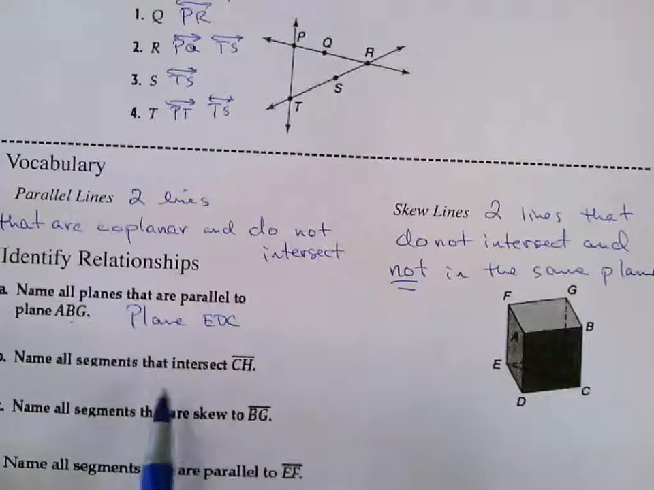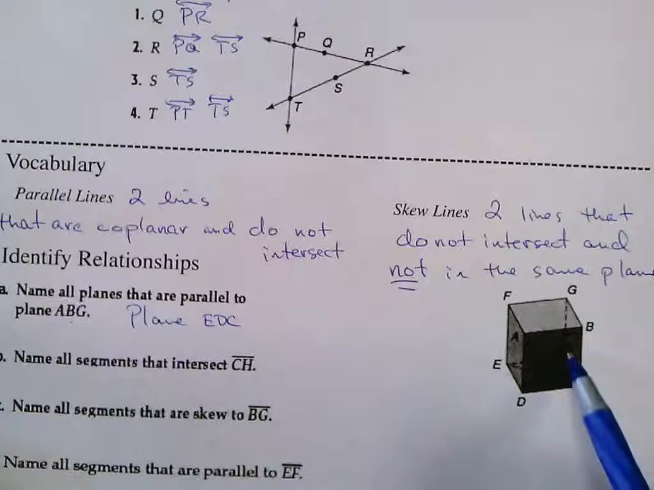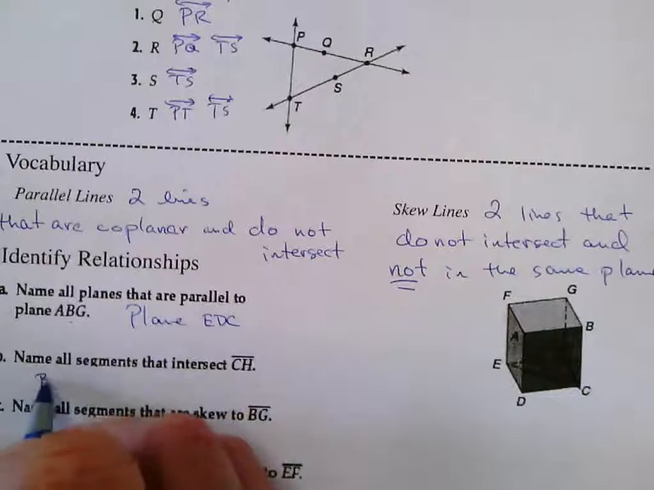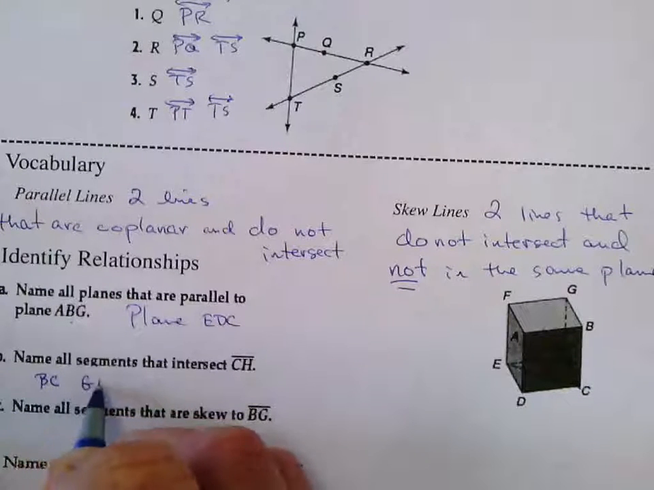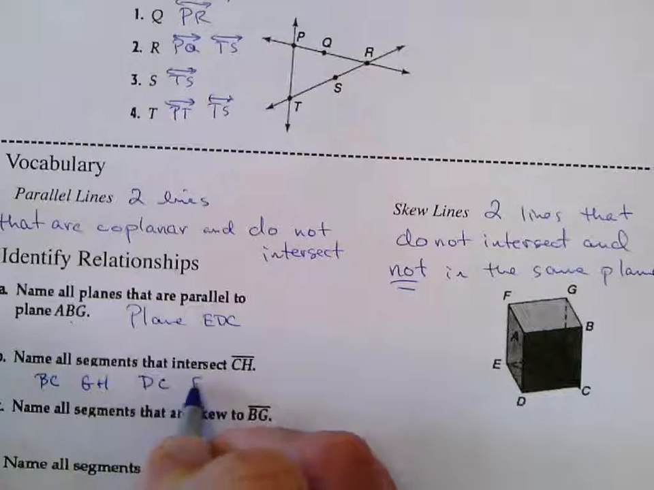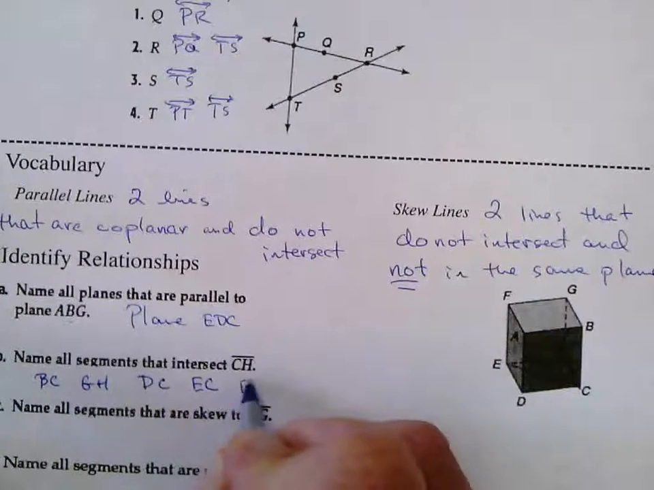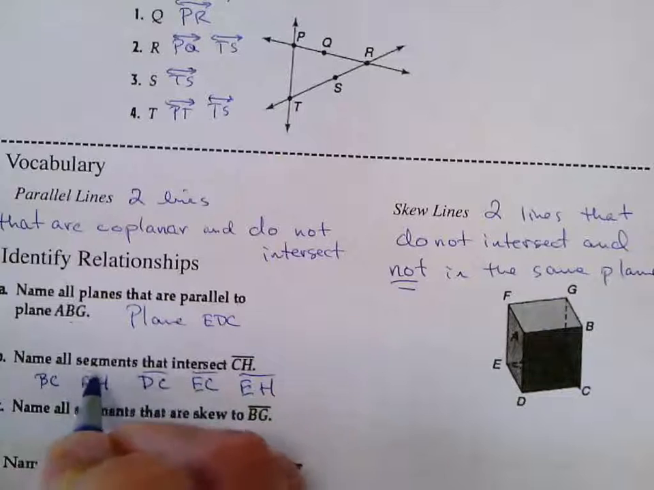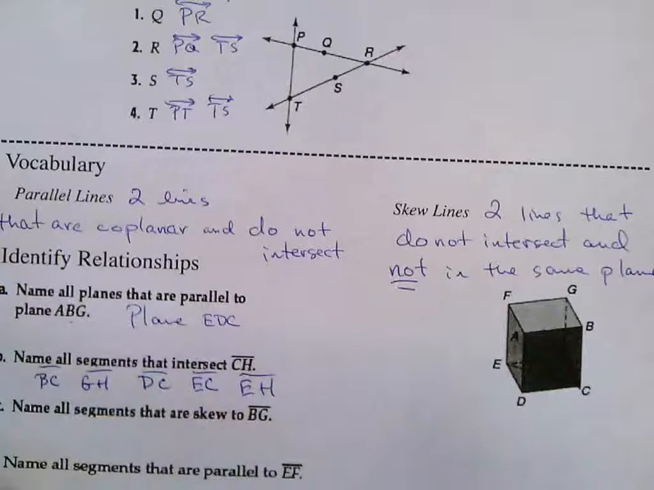Name all the segments that intersect CH. Man, there's a bunch of them. So here's CH in the bottom, right there. It could be BC, it could be GH, it could be DC, it could be EC, and EH. Missing any there? 1, 2, 3, 4, 5, and lines above them because they're segments. Might have missed one there. Let me know if I did.